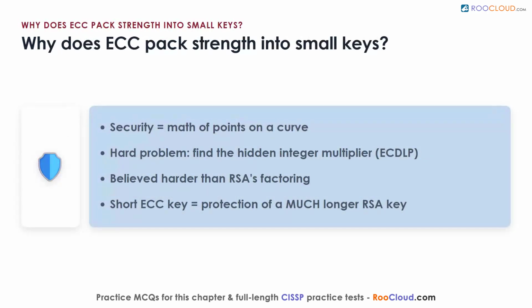Why does elliptic curve cryptography pack so much strength into a small key? Elliptic curve cryptography, or ECC, builds its security on the math of points on a curve. You can add 2 points, and you can multiply a point by an integer to land on another point. The trap is the reverse. Even when you know the starting point and the ending point, recovering that hidden integer multiplier is extraordinarily hard. This is the elliptic curve discrete logarithm problem, and experts believe it is tougher than the factoring problem RSA relies on. The payoff is efficiency. A short elliptic curve key delivers the same protection as a much longer RSA key, which is exactly why it shines in constrained, low-power devices.